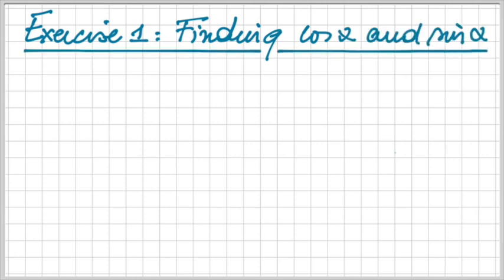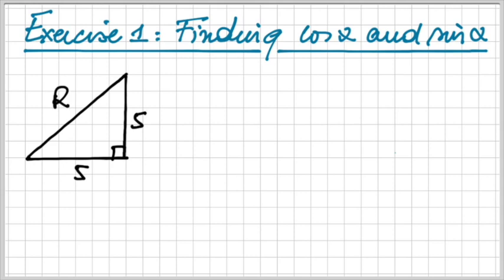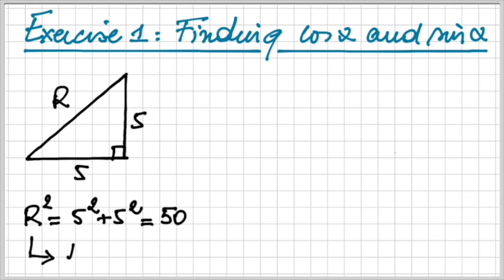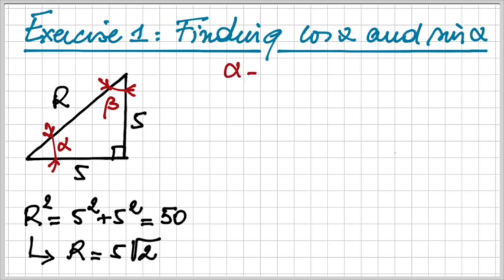First of all, we want to find the cosinus alpha and sinus alpha. We have this rectangular triangle with two sides 5 and 5. And we can find here that r squared is 50. 5 squared plus 5 squared is 25 plus 25 is 50. And r is 5 square root of 2. We know here in this case, specific case, that alpha is equal to beta.